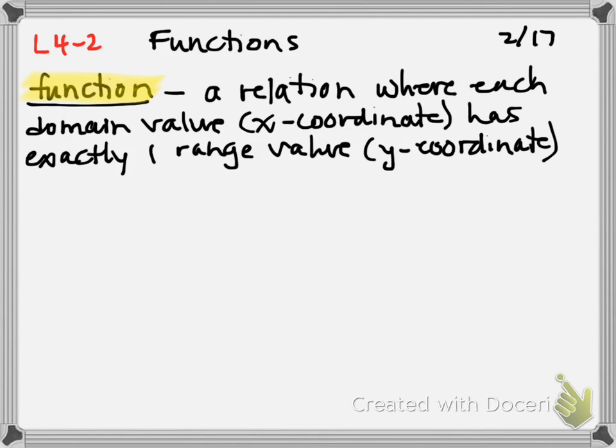So you cannot have a domain value, an x value, that has two different y values. So having two ordered pairs where you have 3, 5 and 3, 7, it won't work. That's still a relation, but it's not a function. So that's one thing that we're going to be working on today, is that notion.